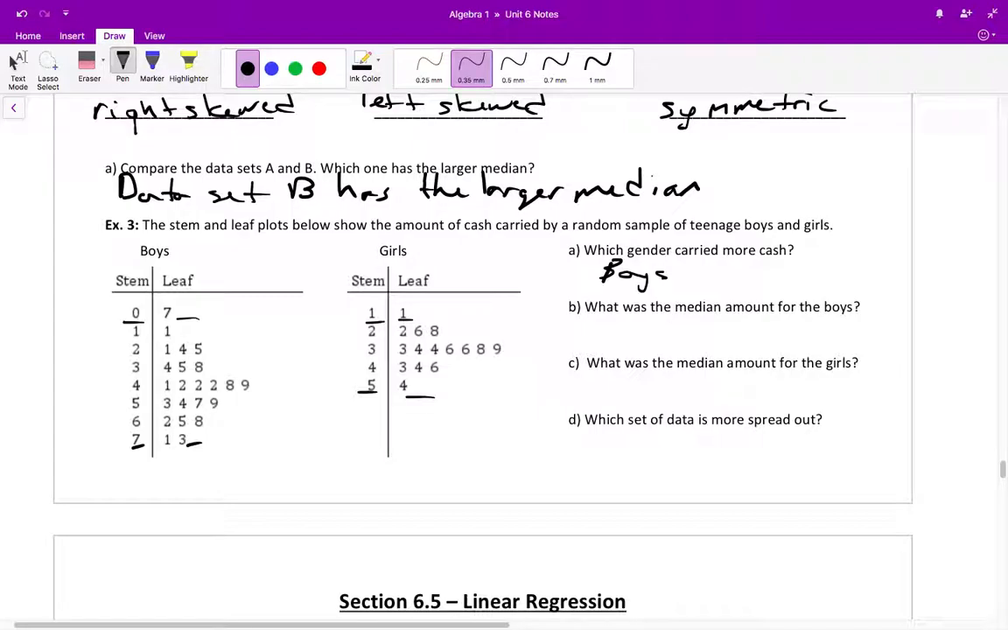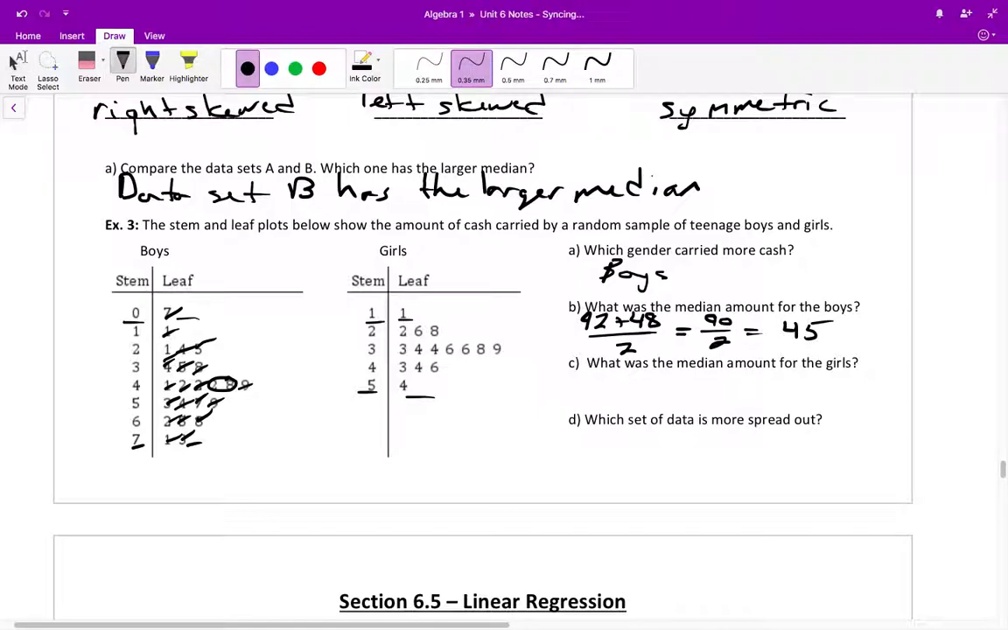For part B, it says what was the median amount for the boys. So this is one that we can find by crossing off numbers. You can still list those out if you wanted to, but for me, I would just do that by crossing off each number going from left to right, which you have to be careful with in a stem and leaf plot to make sure that you are crossing those out appropriately. Small, big, small, big. Ended up with a couple numbers in the middle. It looks like 42 and 48. So for the boys, we would take 42 plus 48 divided by 2, ends up being 90 over 2, which would be a median of 45.